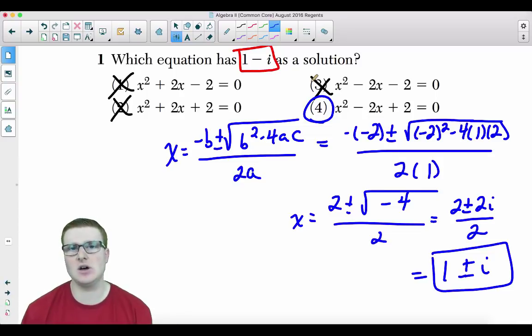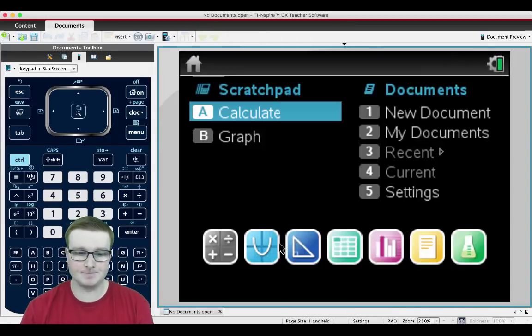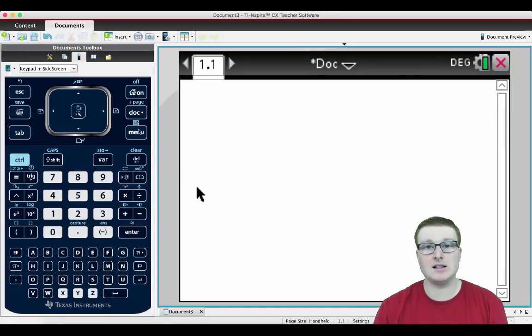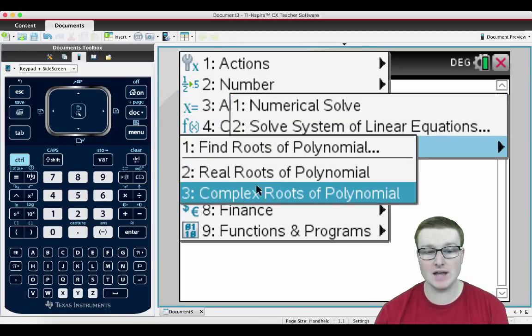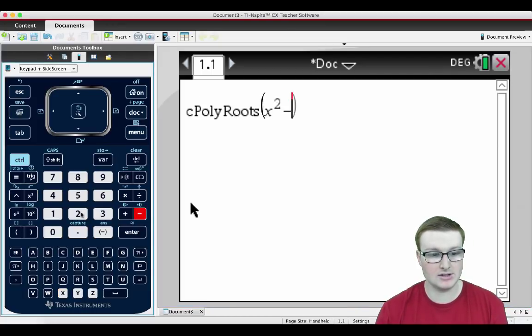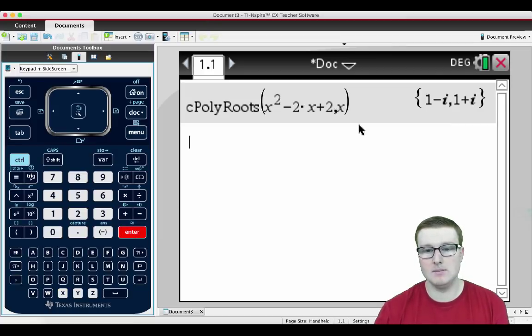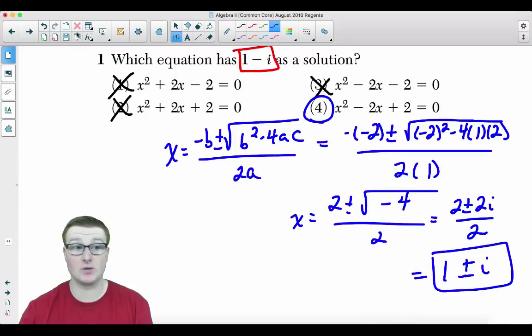Let's just say that you didn't know how to do that, but you should know how to do it. But I could show you how to do it on the graphing calculator. Go to your graphing calculator and go to your calculator page. Click on Menu, go to Algebra, click on Polynomial Tools, and find the complex roots of the polynomial. I'm going to type in x squared minus 2x plus 2, comma x. Boom! 1 minus i. Solution. Done. Your answer is choice 4.